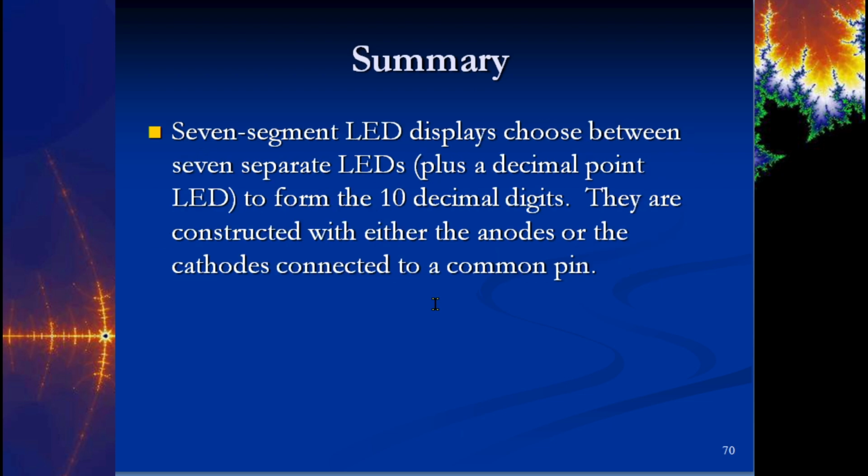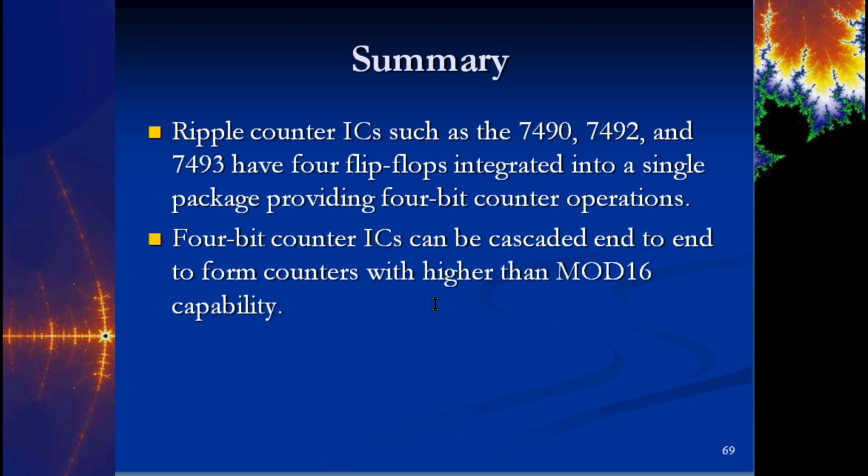7490, 7492, and 7493 have 4 flip-flops, and there's different configurations that you can make, different connections that you can make to utilize the different halves, if you will, of the IC chip. And so all of them have a divide by 2 section, and then the 7490 has a divide by 5, the 7492 has a divide by 6, and the 7493 has a divide by 8. And you can use one side or the other, or you can combine them together to make a bigger modulus counter. It says 4-bit IC counters can be cascaded end to end. So essentially what you're doing is you're just cascading even more and more flip-flops together to form a higher count than just the mod 16 by itself.